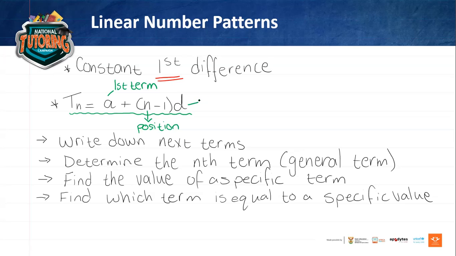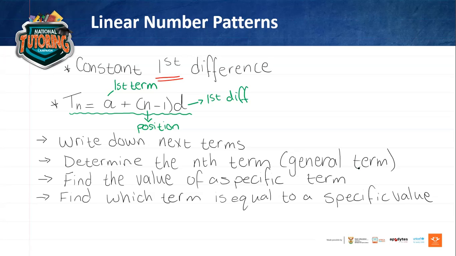And d is the first difference. Okay, because it is the constant first difference, it's going to be the same for every single term. So this is the formula that you can use to get the general form, or the nth term for your linear number pattern. And we can ask you a whole bunch of different questions. Write down the next term in the pattern, find the nth term, or find the general term. There are different ways of phrasing this question.